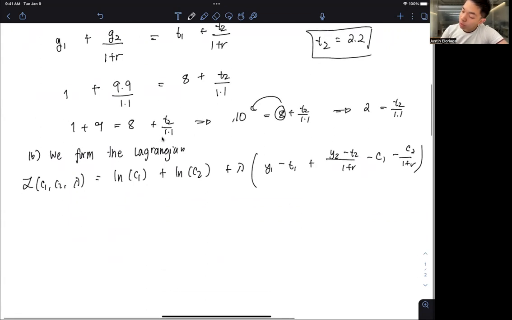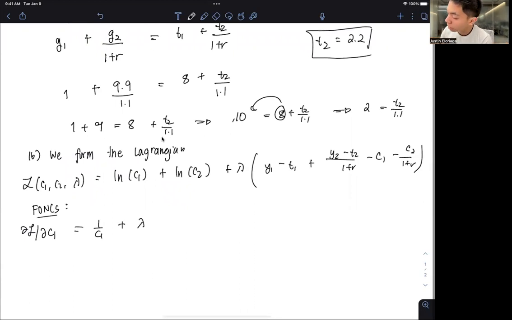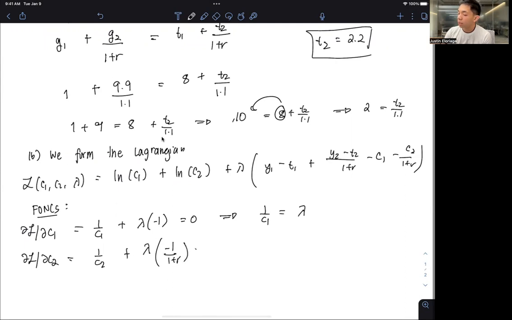Then from here, we use the first order necessary conditions. We take the derivative of the Lagrangian with respect to C1. The derivative of the first term is 1 over C1, plus 0 since there's no C1 in the next term, then in the constraint it's plus lambda times negative 1, equal to 0, which implies that 1 over C1 is equal to lambda. Pretty straightforward. Next, we differentiate with respect to C2. We have 0 in the first term, then 1 over C2 plus lambda times negative 1 over 1 plus R, equal to 0.